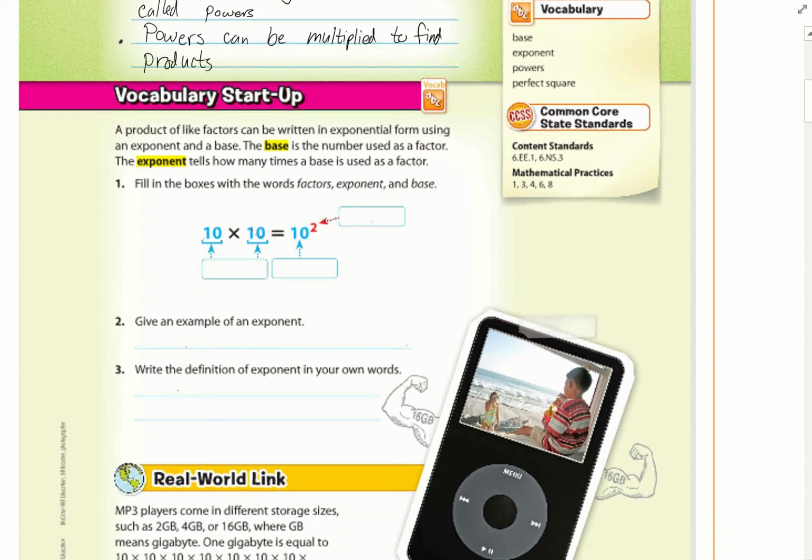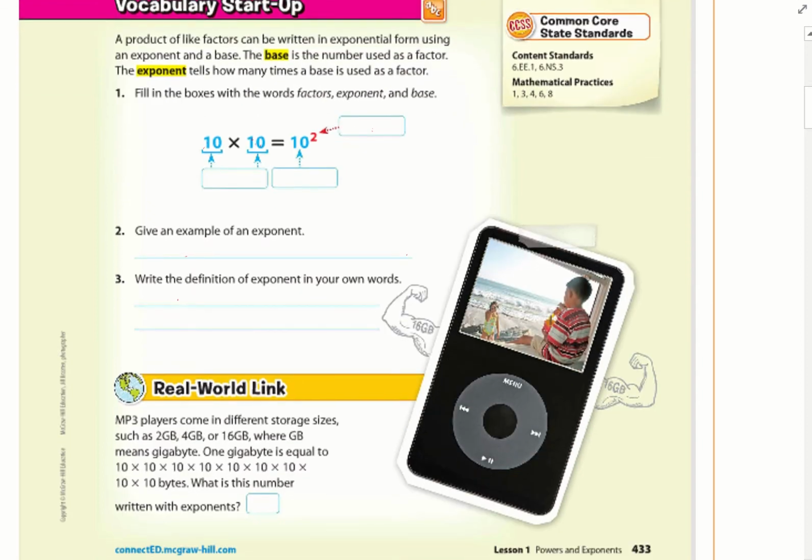It says a product like factors can be written in exponential form using an exponent as a base. The base is the number used as a factor. The exponent tells how many times a base is going to be used as a factor. So we're going to fill in these spots. So it says the base is the number used as a factor.